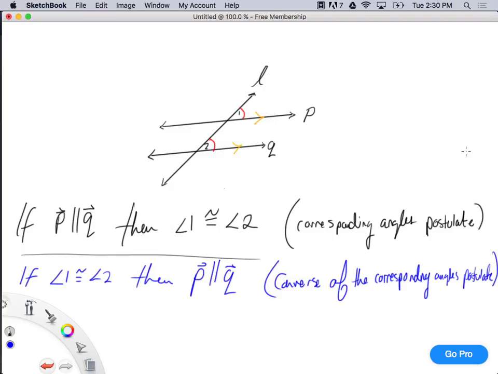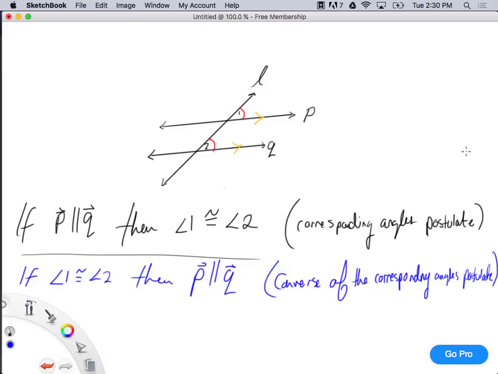The corresponding angles postulate says if two lines are parallel, then corresponding angles are congruent. Right? The converse of that says if the corresponding angles are congruent, then the lines are parallel. Does that make sense to you guys? You understanding this a little bit? If two lines are parallel, then what?